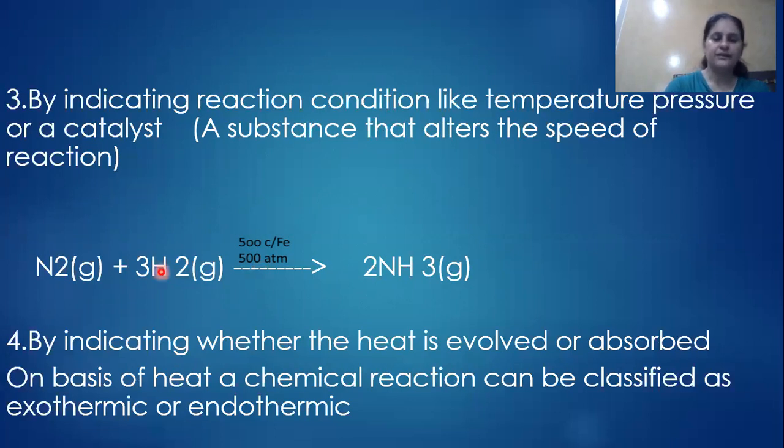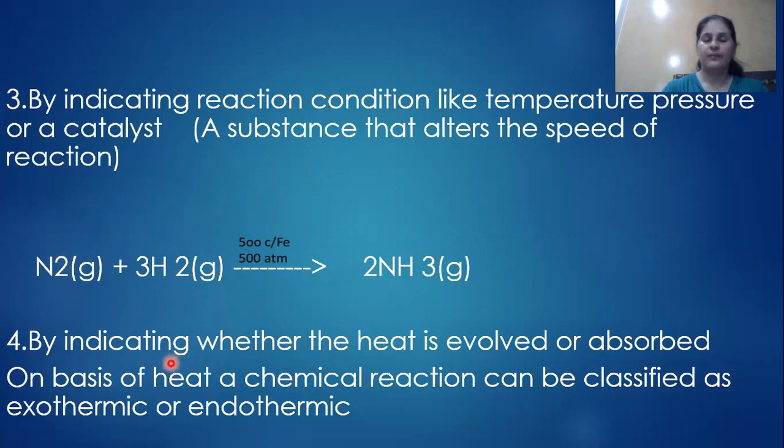So here nitrogen gas reacts with hydrogen gas and it forms ammonia. Now these two react under specific conditions, that is a temperature of 500 degrees Celsius, a pressure of 500 atmospheres, and Fe, written as iron, acts as a catalyst, right? So these specific conditions are required for these two to react to form this product. Whenever these two are going to react to form this product, these are the specific conditions required.